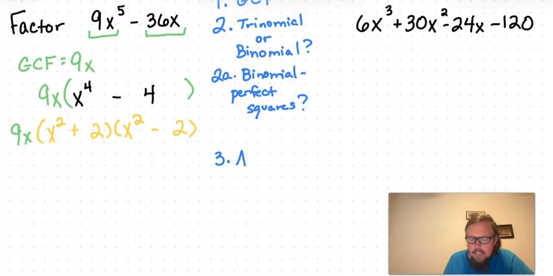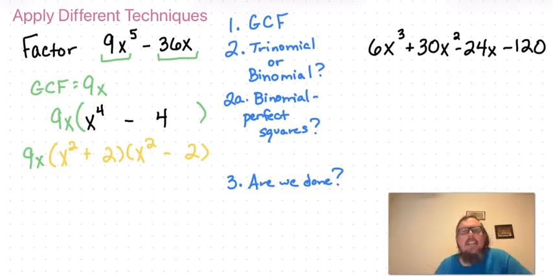Step number 3 is, are we done? In this case, the answer is no, because of these two parentheses we came up with, one of these sets of parentheses can be factored again. Right here, we have an x squared. Can we factor that again? Is that another example of a perfect square? Let's go ahead and take a look at it. x squared is a perfect square. What about 2? Is 2 a perfect square?